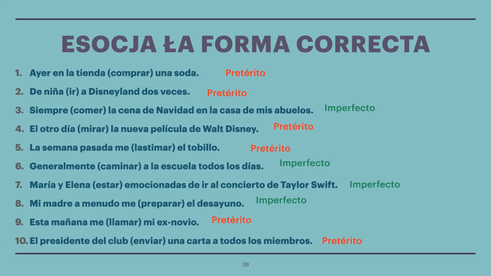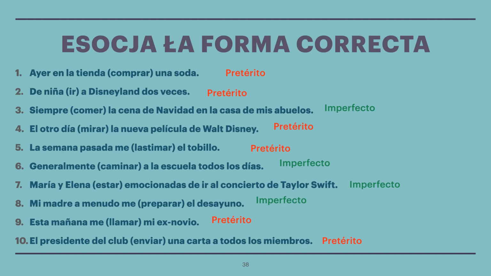Ayer indicates yesterday, so esto indica el pretérito, ¿verdad? Ayer en la tienda compré una soda. Número 2, veces también indica un cierto plazo de tiempo. De niño fui a Disneylandia 2 veces. If it was a menudo or siempre or something, we could put that in imperfect. But 2 veces is our key signal here that we're talking about a completed event. Siempre, número 3, siempre nos indica el uso del imperfecto.